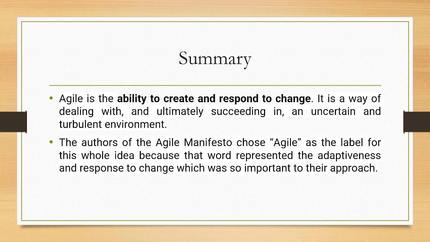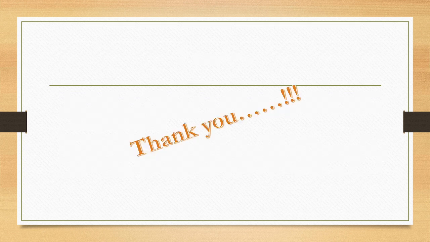So Agile is the ability to create and respond to change. It's a way of dealing with, and ultimately succeeding in, an uncertain and turbulent environment. Of course, the authors of the Agile Manifesto chose Agile as a label for the whole idea because the word represented the adaptiveness and responsiveness to change, which was so important to their approach.